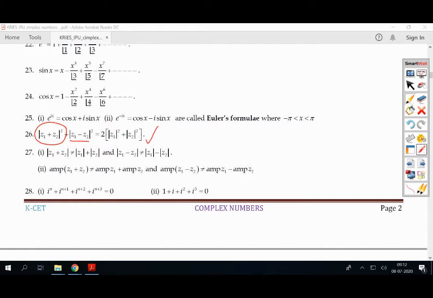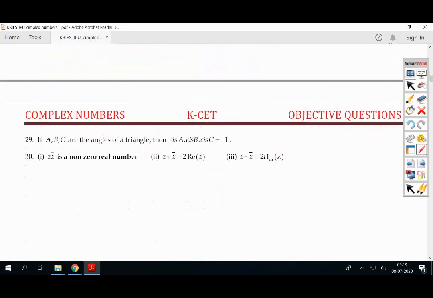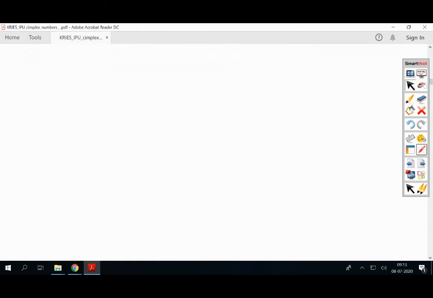Suppose you take the summation of any four consecutive powers of i, that is always 0. I have written one example: 1 plus i plus i square plus i cube. Without working it out, you can straight away write it as 0. So these are the few things you need to remember for complex numbers. Now with this, we'll straight away go to problems on these complex numbers.